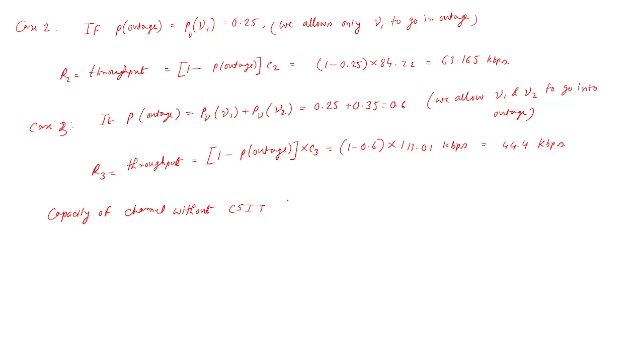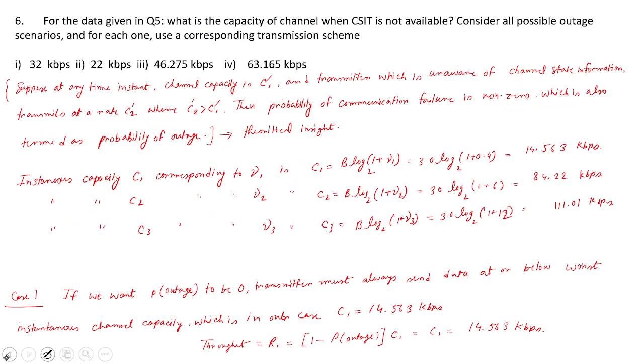Therefore the capacity of the channel without CSIT is rightfully denoted as the maximum of R1, R2, R3, which is the second case. R2 is the highest of them, it comes out to be 63.165 kbps. So option 4 is the correct one.